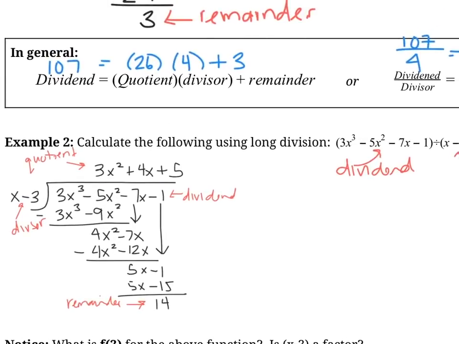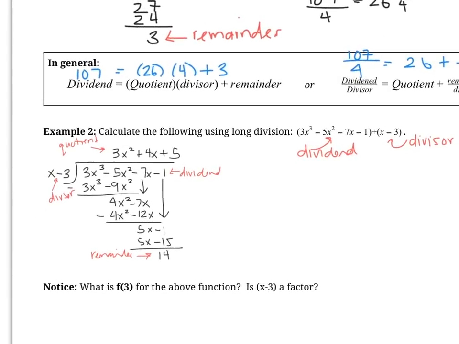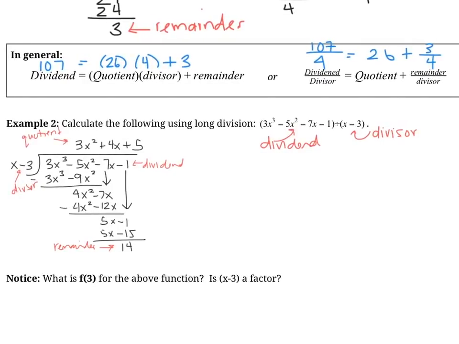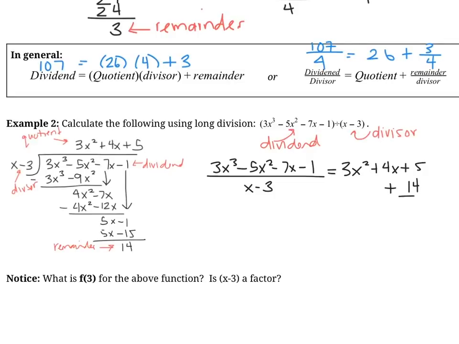So using our summary from above, let's just zoom out so we can see it. Using this summary above here, we can write this in two different ways. One way is we can start with the original question, which is 3x to the power of 3 minus 5x squared minus 7x minus 1 divided by x minus 3? Well, it gave us the quotient of 3x squared plus 4x plus 5, plus there was a remainder of 14, and we're going to put that over the divisor, which was x minus 3.